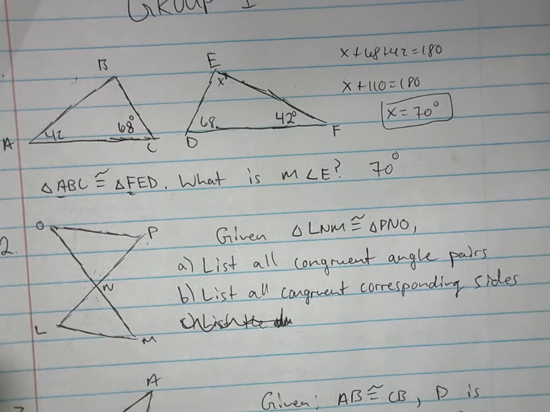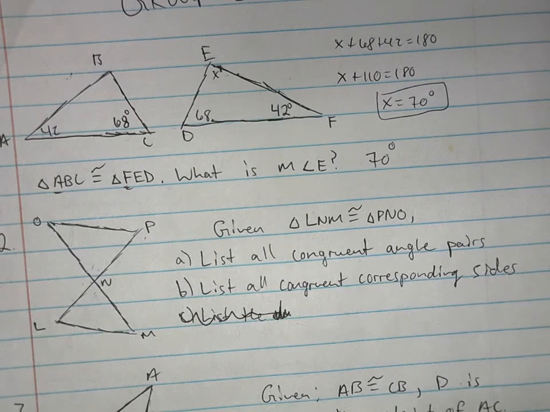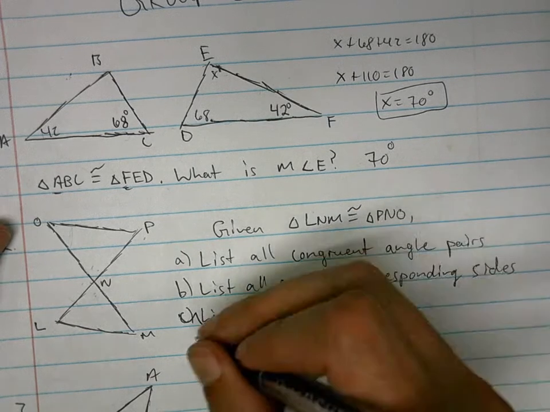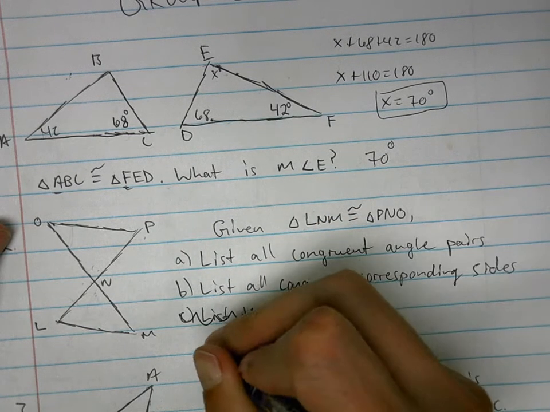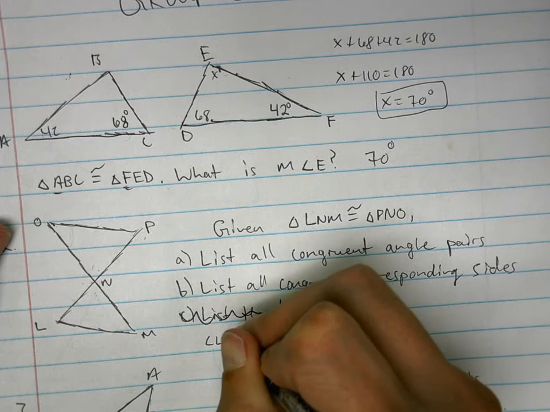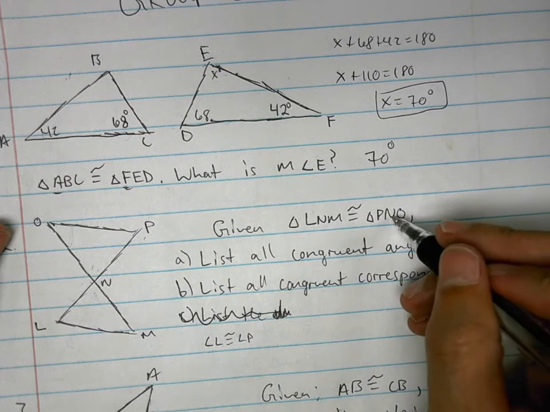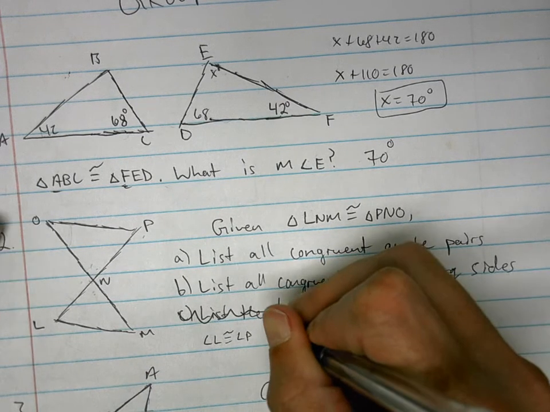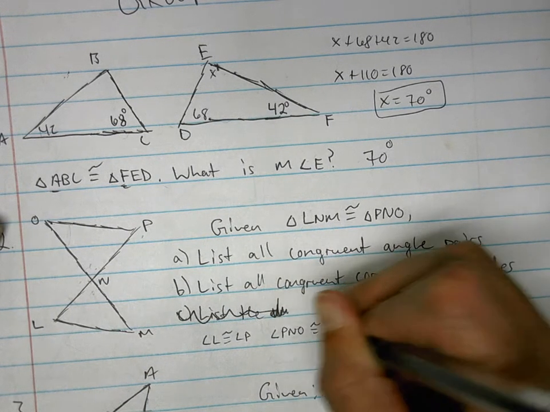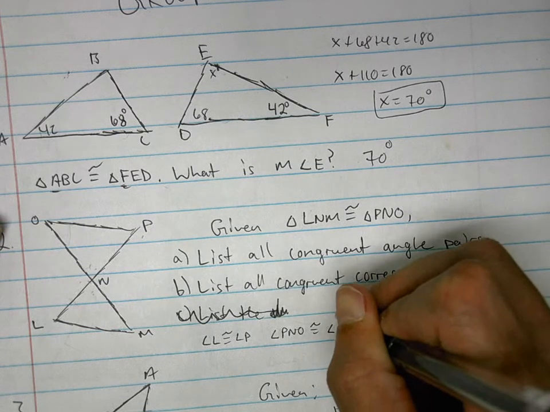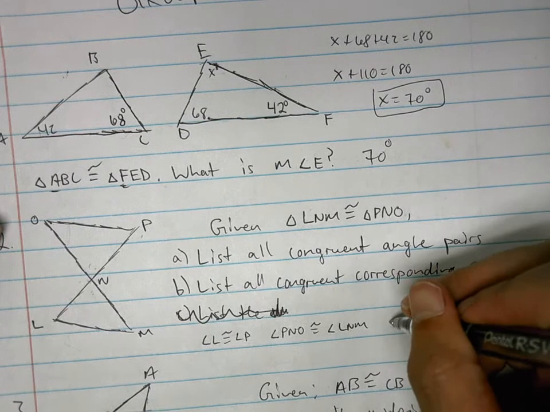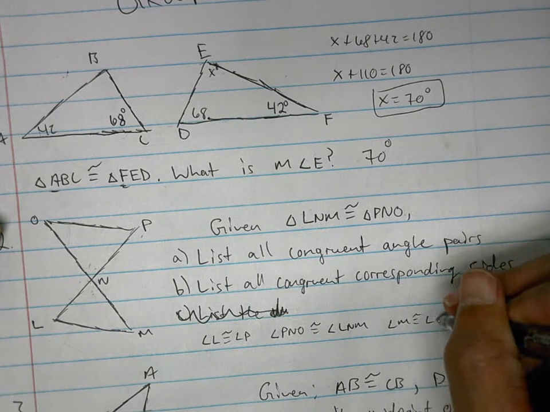For number 2, list all the congruent angle pairs and list all their congruent corresponding sides. So you can basically just look at this. You don't even really need the shape. So for the congruent angles, you have L and P. Angle L is congruent to angle P. We have N and N, but that's a vertical angle, so we should use 3 letters to name it. We'll have angle PNO is congruent to angle LNM. And then we have M and O are congruent, so angle M is congruent to angle O.